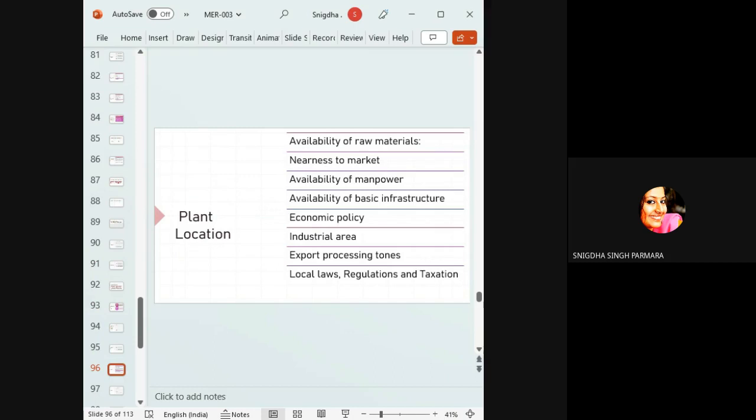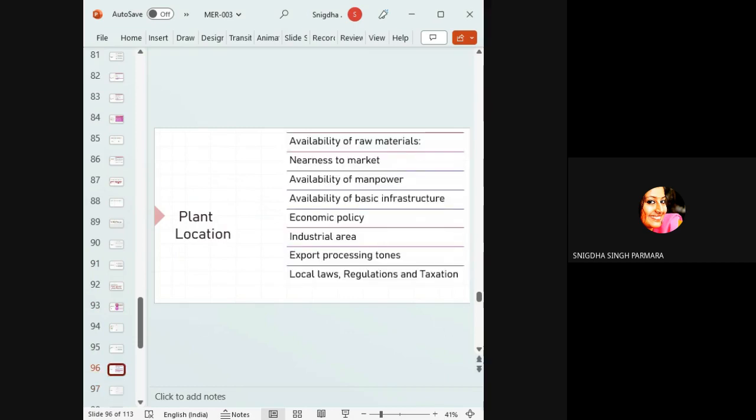You figure out the plant location, whether there is availability of resources or not, how near it is to the market, how much manpower or human resources are available over there, the availability of basic infrastructure as in connectivity through road, rail, sea. In case you are into an export oriented unit, there should be connectivity with an airport or with a seaport. The economic policies, as in whether you are getting a special economic zone registered or not, whether you are getting the subsidies or not. The industrial area, processing zones, local laws, regulation, and taxation that you have to adhere yourself to.